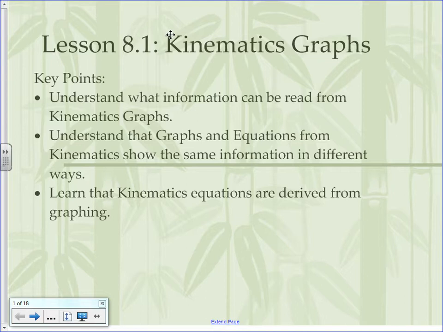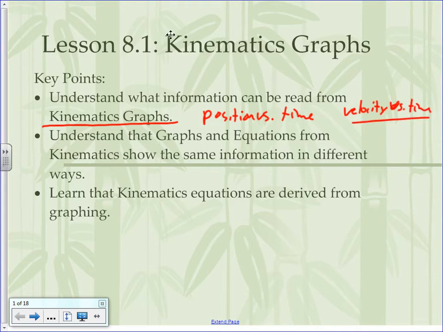What I'm going to ask you on quizzes and tests is to calculate some of the things that you can get from each type of graph. So it's going to be up to you to pay attention here so you see how you can use each graph to get different things. First off, we got to know what information can be read from those 2 types of graphs. Like we said, that's position versus time and velocity versus time. Those are the 2 types of graphs we're going to be dealing with.